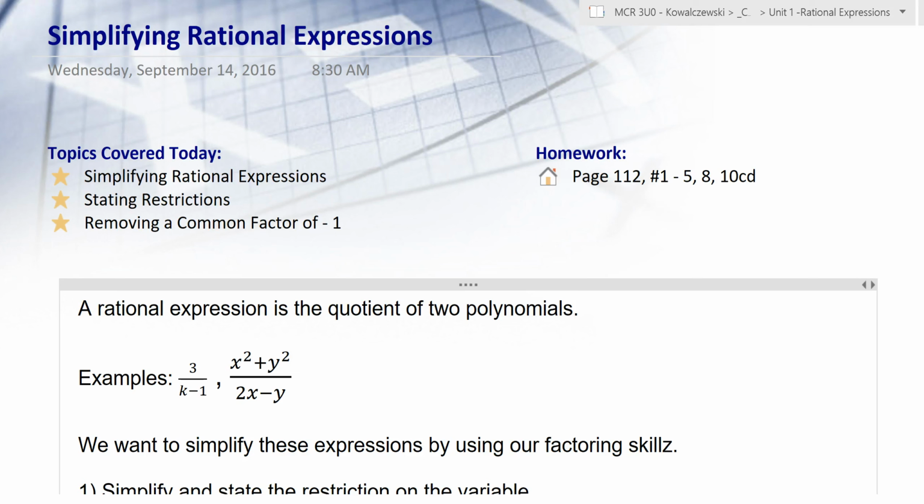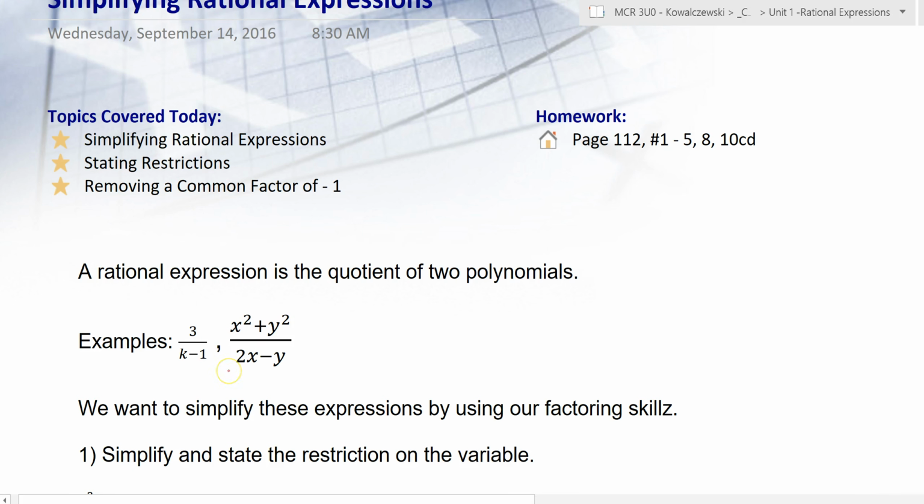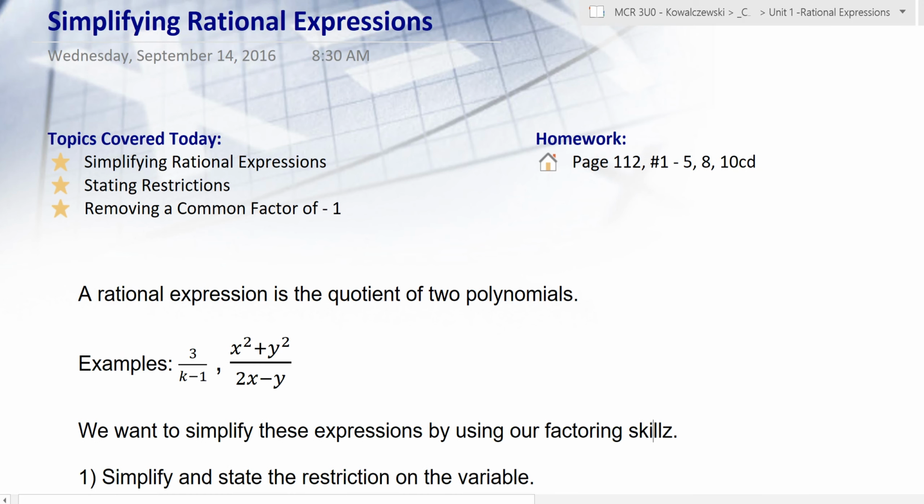So now we're going to officially start our grade 11 curriculum with simplifying rational expressions. Now, first of all, what is a rational expression? You can see down here we have a couple examples, but a rational expression is the quotient of two polynomials.